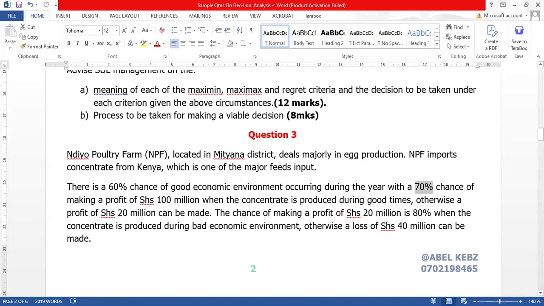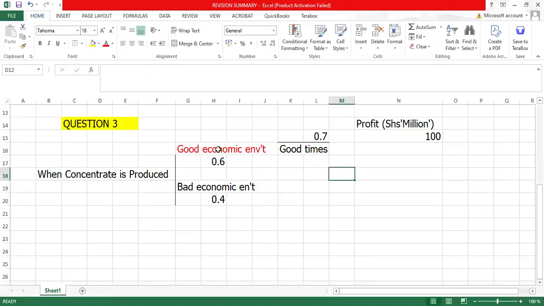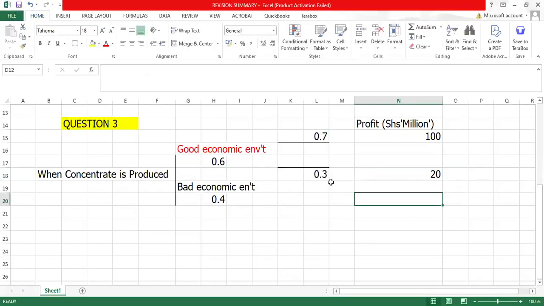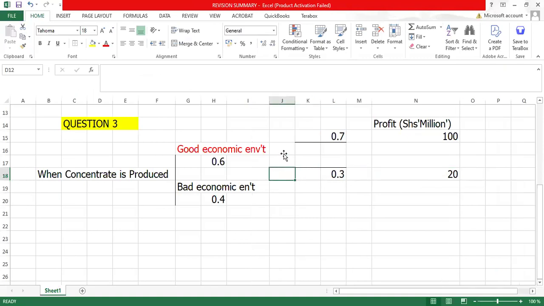So here, if you're operating in a good economic environment, there is also a 0.3 chance of finding that you're making a profit of how much? There is a 70% chance of you making 100 million, and also a 30% chance of you making a profit of 20 million. So that's what you're going to indicate here, 20 million. I'm just trying to summarize.